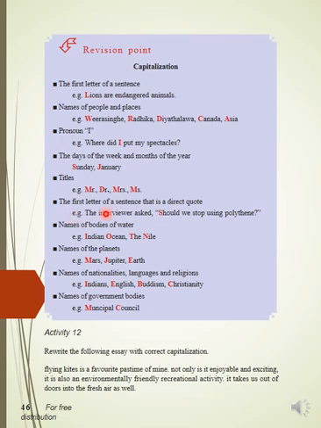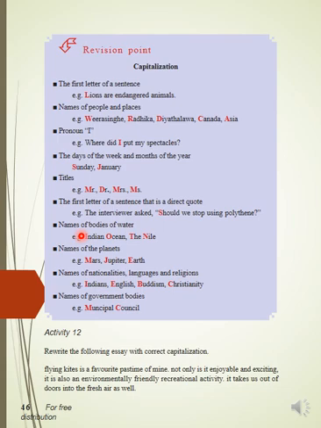Another one, names of bodies of water. Water bodies, the first letter should be capital all the time. Indian Ocean is a pair of words: I capital, O capital. The Nile: T capital, N capital.